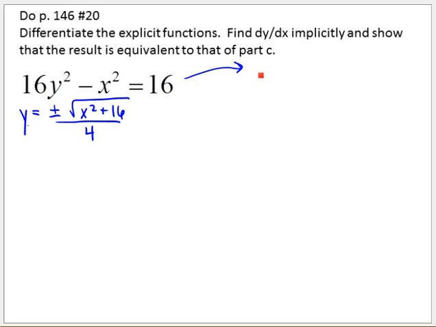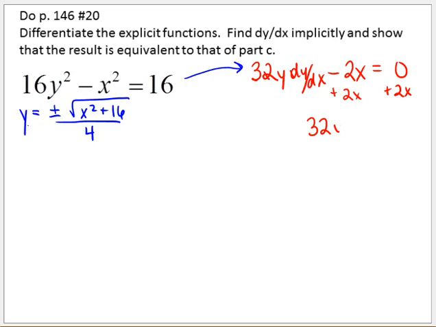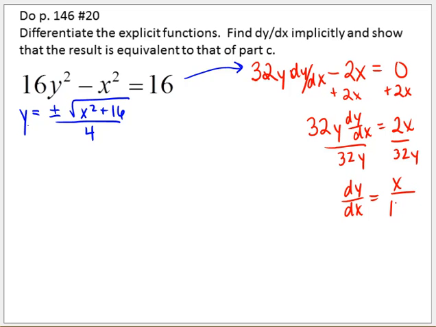So solving this implicitly, I'm going to end up with 32y, and then I'm going to put dy over dx. Remember I said I was going to continue to use dy over dx? And that's because this wasn't an x. Minus 2x equals 0. Now I need to solve for dy over dx, so I'm going to add 2x to both sides. I get 32y dy over dx equals 2x. Divide by 32y on both sides. And my dy over dx is equal to x over 16y.